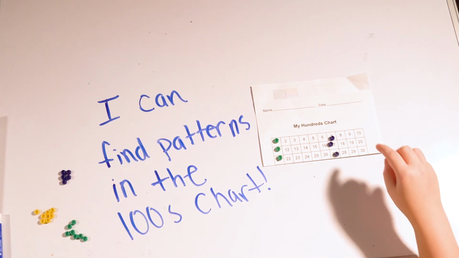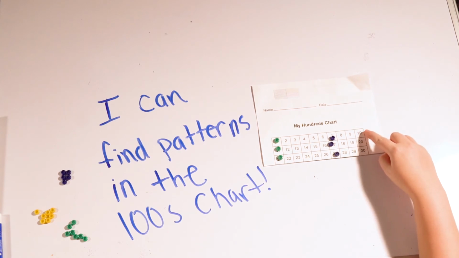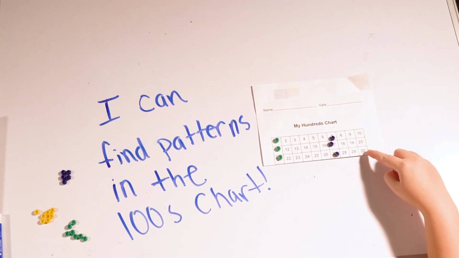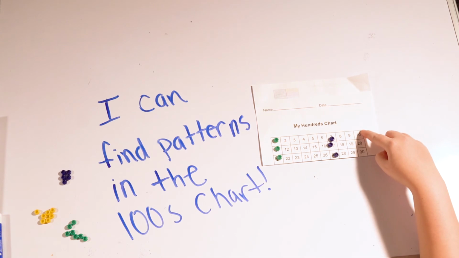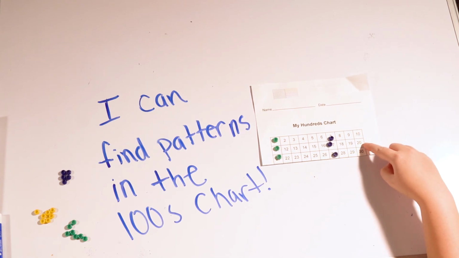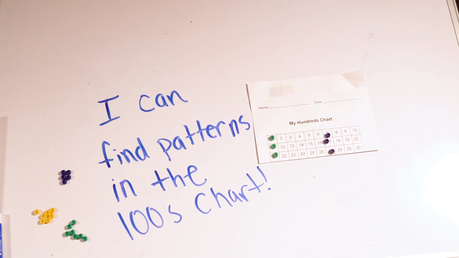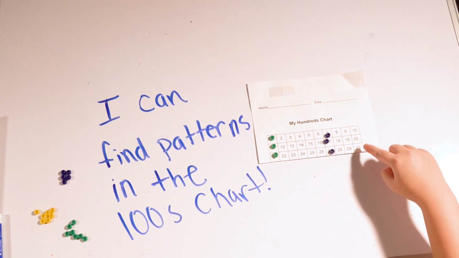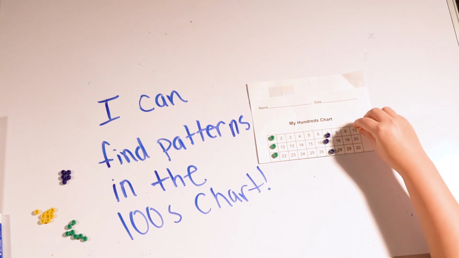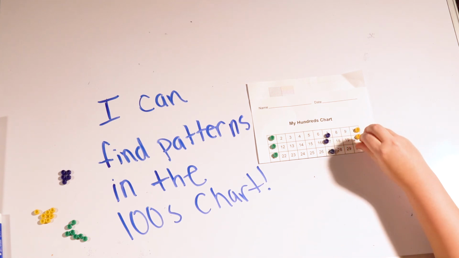I see another pattern. Do you see another pattern? I see the one that we saw last week. Here's one that jumps up by 10 every time. We start at 10, we add 10, 20, we add 10, 30. Oh my goodness, and they all end in what number? 0. I'm going to mark that with my yellow beads.